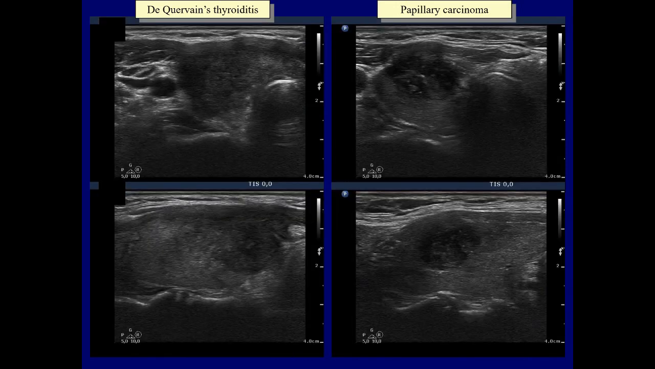The hypoechogenic area has blurred borders in the de Quervain's thyroiditis case. It contains small non-specific hyperechogenic granules. Papillary carcinoma has ill-defined borders, too. However, this sign can be observed not all along the lesion but only on the ventral surface. Moreover, the malignant nodule contains not only non-specific granules but one microcalcification, too, which is brighter than the non-specific hyperechogenic granules in the thyroiditis.